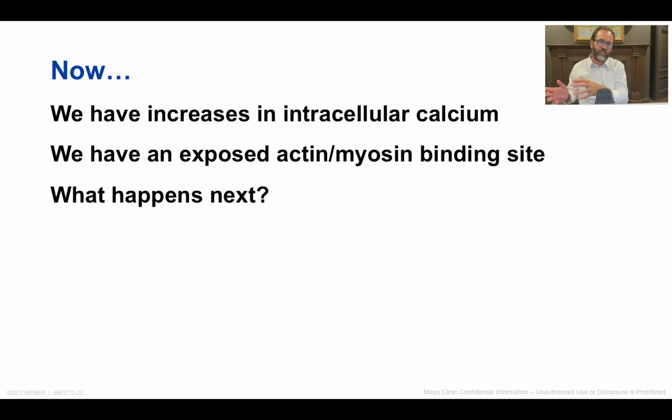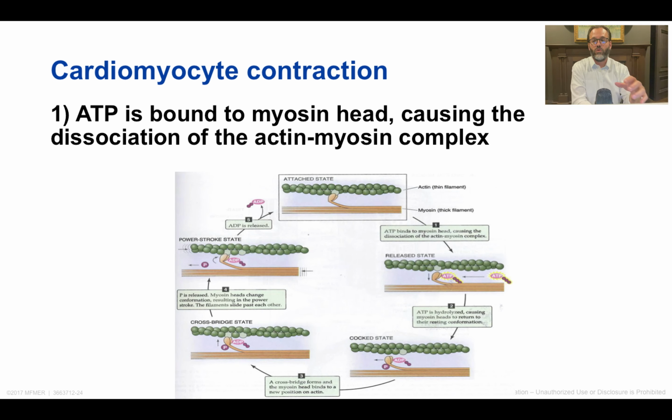So now we've got a handful of steps. We have this increase in intracellular calcium and the exposed actin myosin binding site. What happens next? Generally speaking, at the onset of a depolarization, ATP is bound to the myosin head, and when ATP is bound to the myosin head, we have the dissociation of the actin myosin complex. That's important because in cases where you have depletion of ATP, you will not have dissociation of the actin myosin complex to start off with.